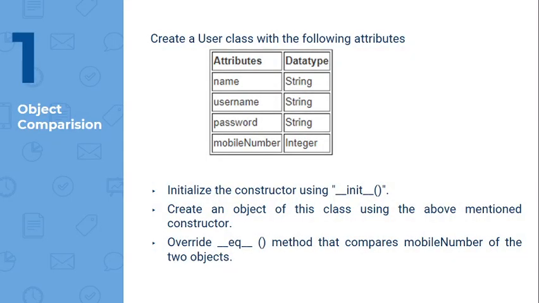We have to create a user class with the following attributes: name, username, password and mobile number. Note that the mobile number is of type integer. We have to initialize the attributes using the constructor. In Python, the constructor is denoted by the init method. We have to create an object of this class using the constructor, and we have to override the equals method that compares the mobile numbers of the two objects. So inside the equals method, we have to compare the mobile numbers of two user objects.